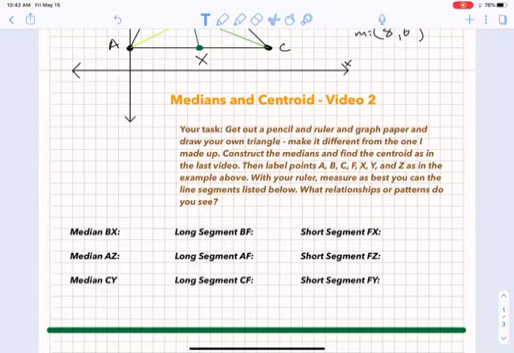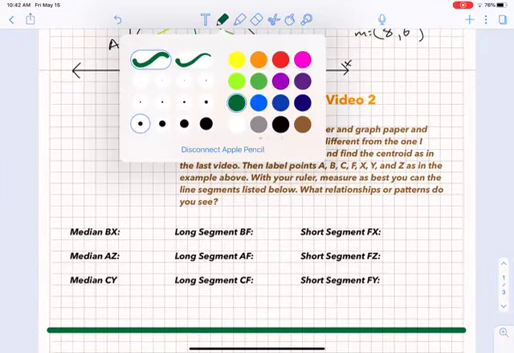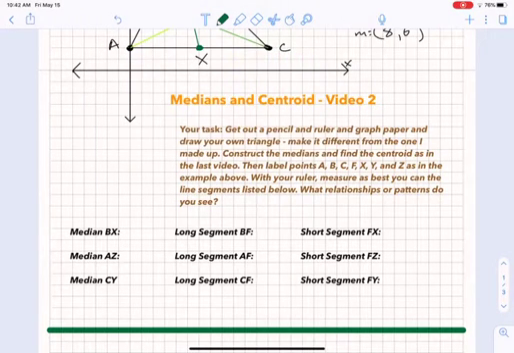Okay, so when I went with my ruler, and again, this is imperfect measurement, right? But I found that my median BX is 2 inches long, which by the way is about 6/3. Let's see why that matters in a second. I found that my long segment was 4/3, and my short segment was 2/3 inches.